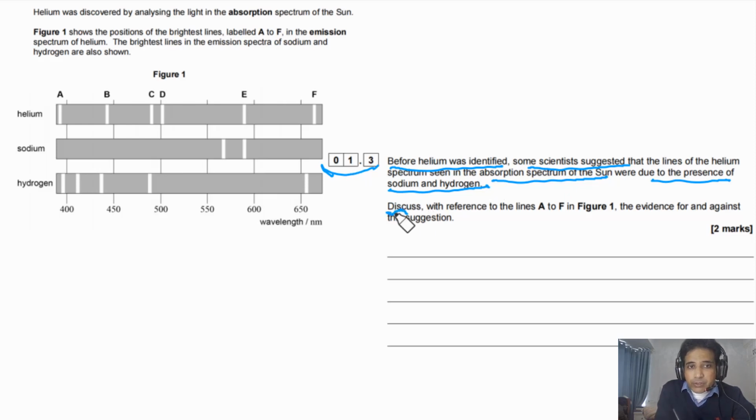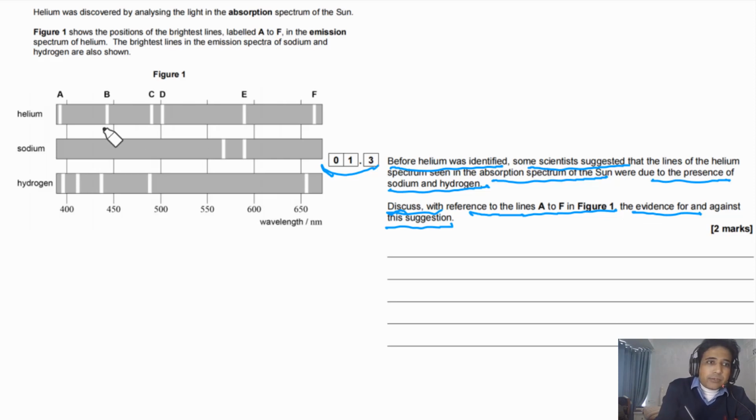For this question, we need to discuss with reference to the lines A to F in figure 1, the evidence for and against this suggestion. Quite straightforward question. Simply we need to look at figure 1 and we need to write down in support of this suggestion and also against this suggestion.